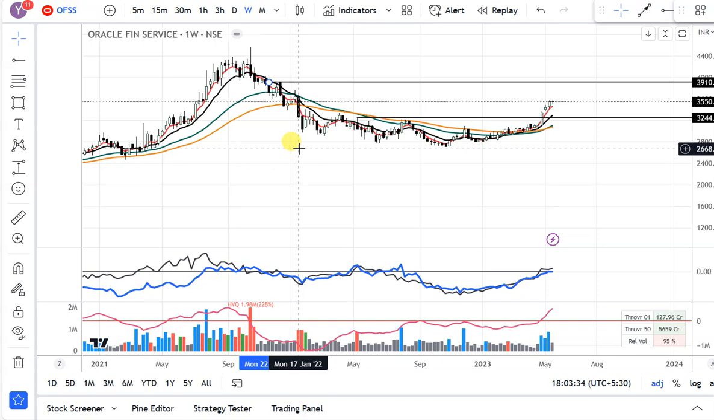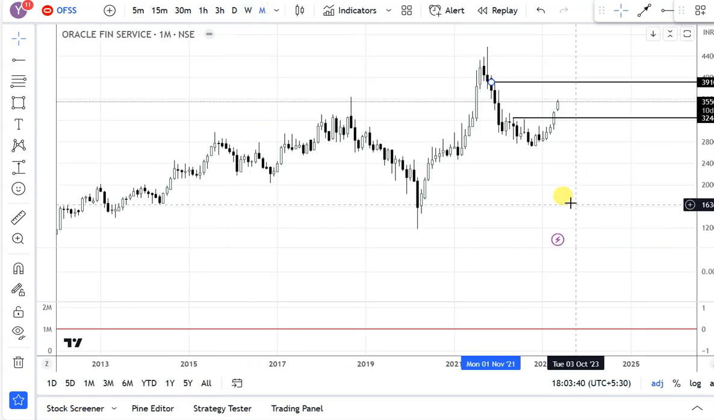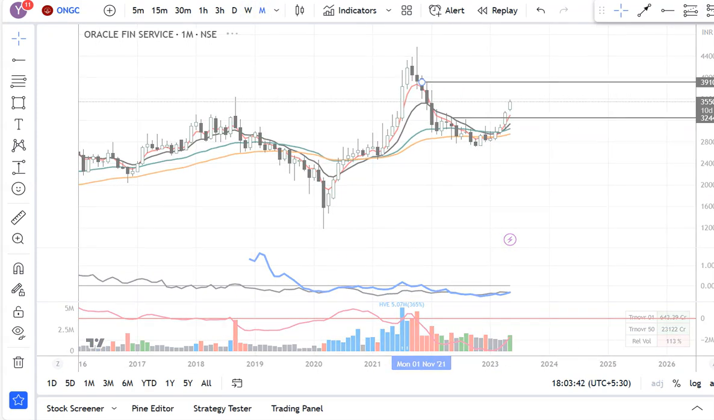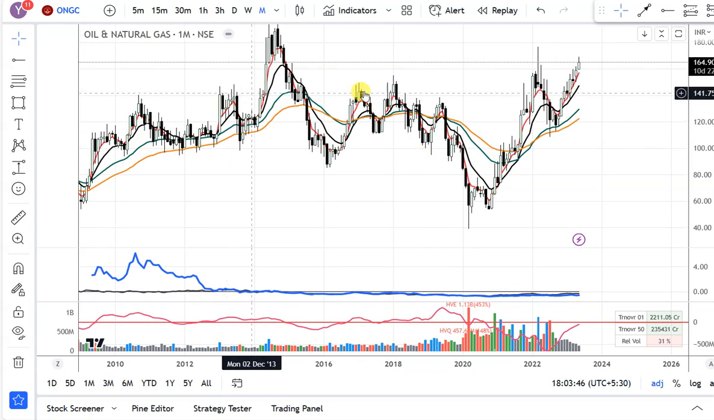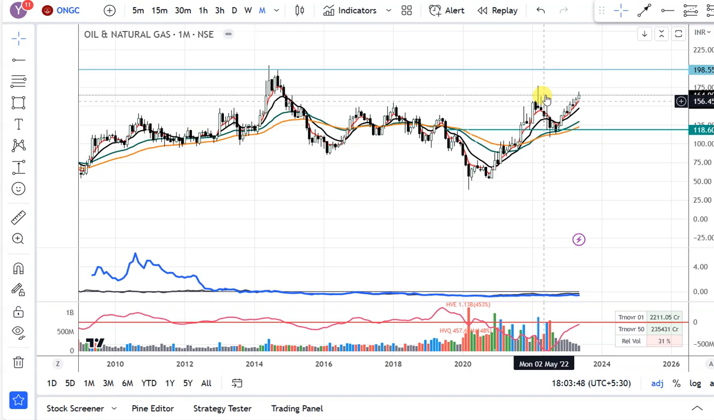ONGC, no. Even if it does, it will get stuck near the all-time high, and the pattern is not that great. Page Industries, nothing at all. So let's wait and watch.